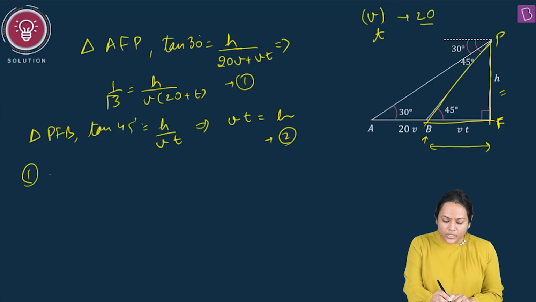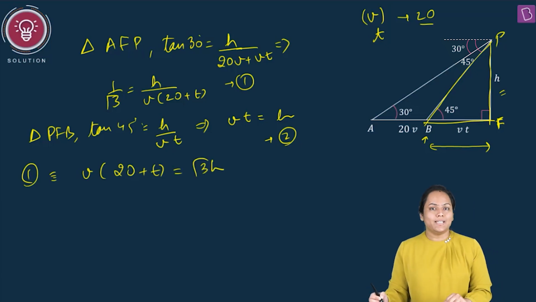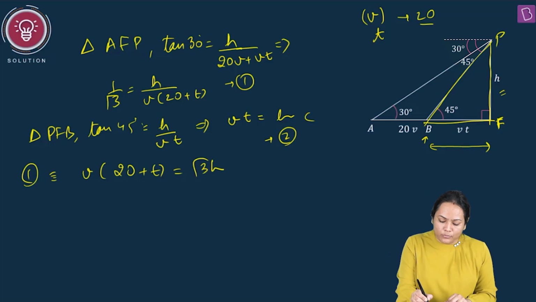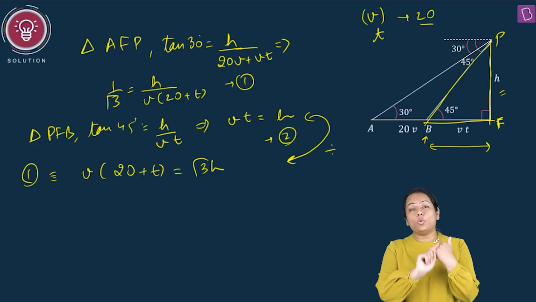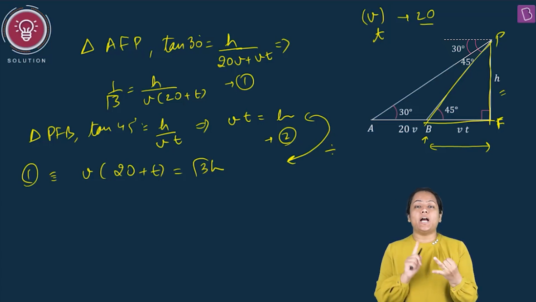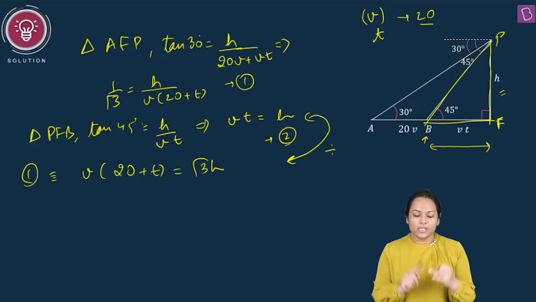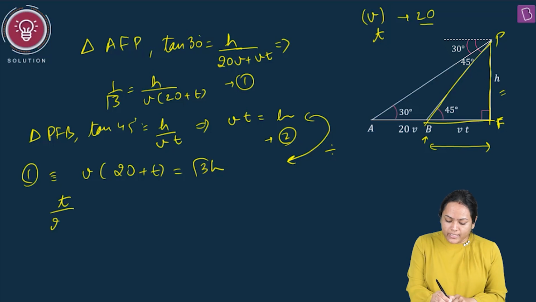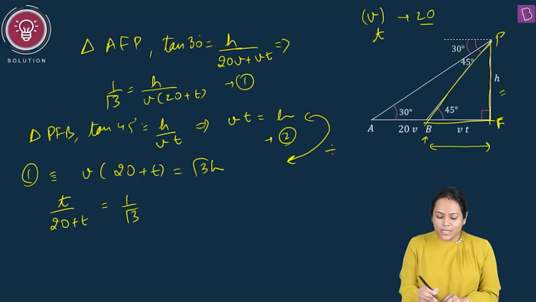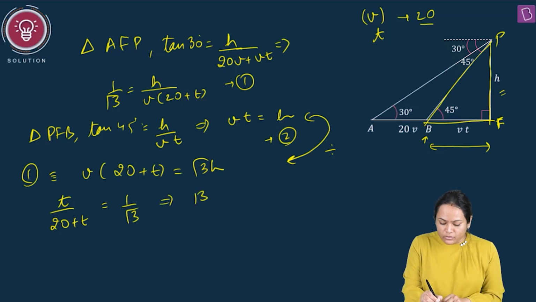So my first equation can also be written as V times (20 plus T) is equal to root 3 H. Isn't it, when I cross multiply? And now I'm going to divide these two conditions. Why am I dividing? Because I need only time. I have to eliminate the h, I have to eliminate the speed, that is v. So when I divide these two equations, I'm going to get t divided by (20 plus t) is equal to 1 by root 3, which on cross multiplication is going to give me root 3 t is equal to 20 plus t.